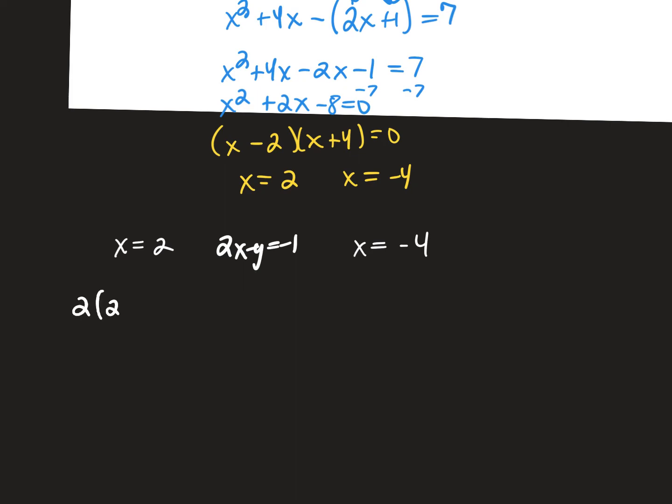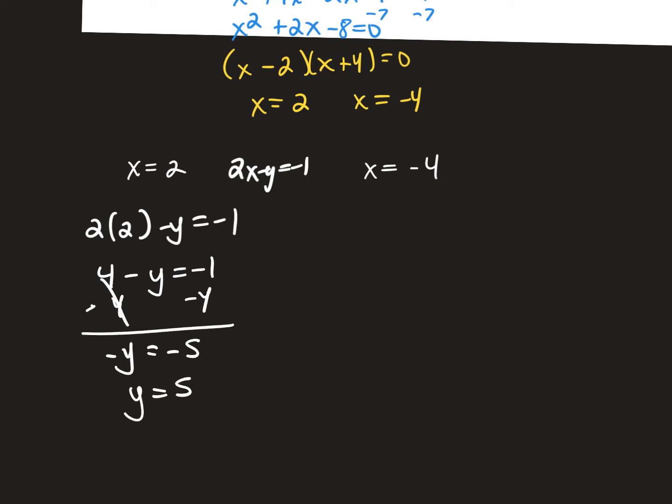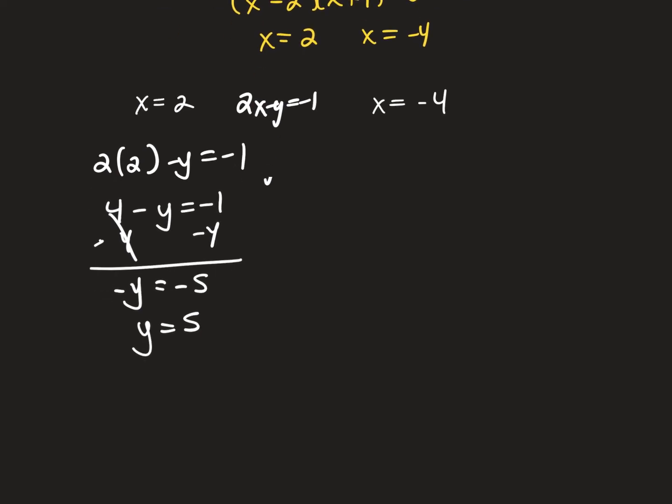So 2 times 2 minus y equals negative 1. 2 times 2 is 4, correct? Minus y equals negative 1. Subtract 4 from both sides. So negative y equals negative 5. So what's y equal? y equals 5. So how would I write my ordered pair for this first solution point? 2, 5. What should I do with 2, 5 to make sure that I'm right? Plug it back in. Take 2 minutes to do that.